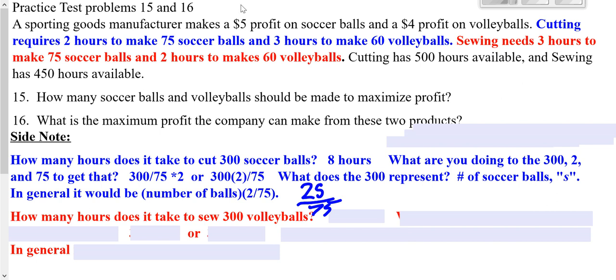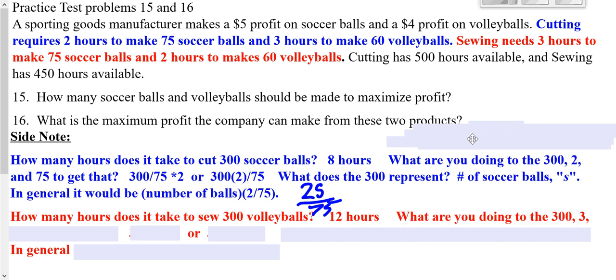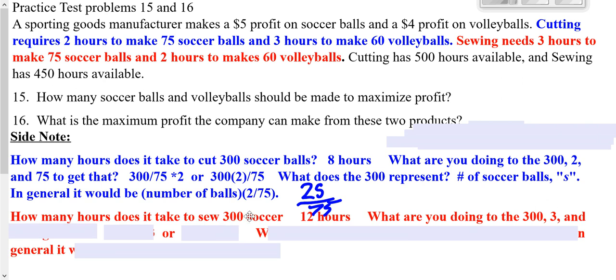We want to do some similar type of thinking when we're dealing with volleyballs. And in this case, we'll look at volleyballs and cutting. So let's take a look at doing 300 volleyballs. And in that case, that's 12 hours. So you need to think, what are we doing to the 300 from our 300 volleyballs to the 3 hours for sewing? Oh, I think I got a mistake here, so just a second. Okay, I fixed it. Instead of dealing with volleyballs like I initially had, we're going to be dealing with soccer balls.